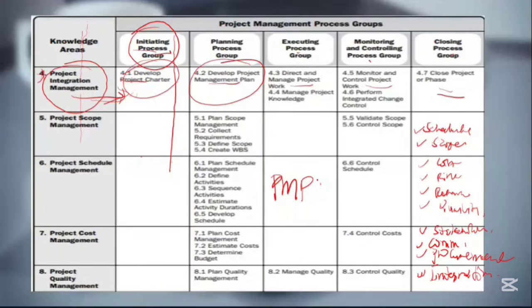So the baseline, when it comes to the cost, what is the baseline? This is how much you are spending, the baseline. When it comes to schedule, what is the baseline? So all these are stated in the project management plan.